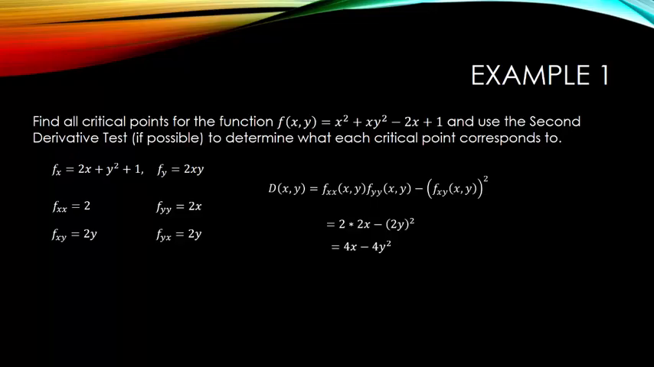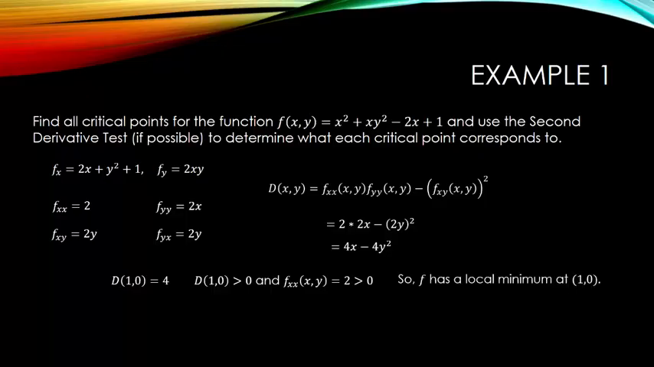I get 4x minus 4y squared. If I evaluate d at the point 1, 0, I get 4. Here, d of 1, 0 is greater than 0, and fxx at xy is equal to 2, which is also greater than 0, so f has a local minimum at the point 1, 0.